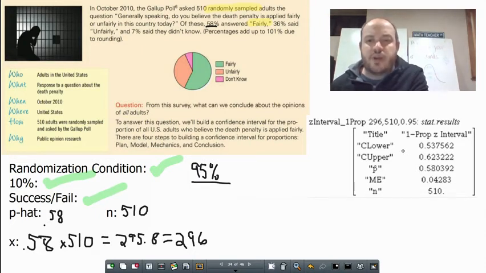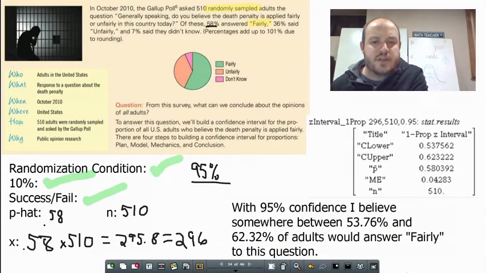All right. Now, with that said, going through here, we got our C lower and C upper. Remember, they give a question, people answered different things. So, how can we wrap this all up? I went ahead and drafted up a sentence that I'm going to use here. It says, with 95% confidence, I believe somewhere between 53.76% and 62.32% of adults would answer fairly to this question.